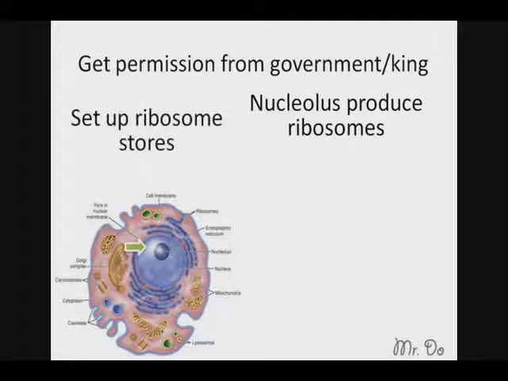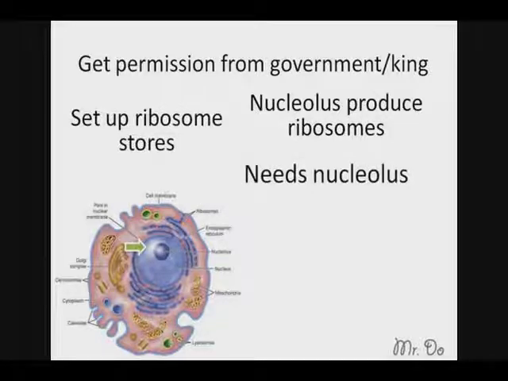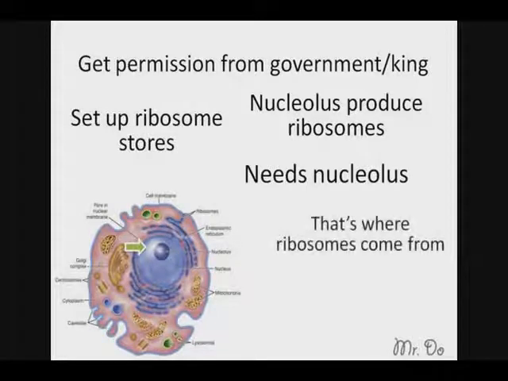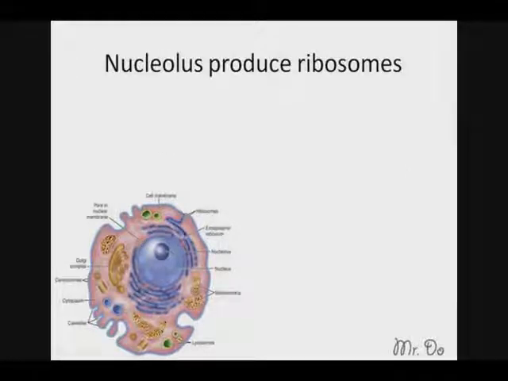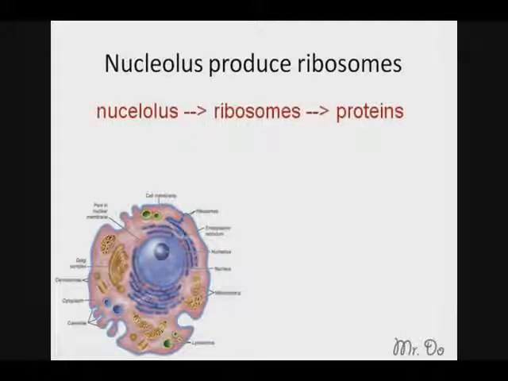So in order to set up stores, you need permission from the king and the government. Therefore, you need the nucleolus. So the nucleolus is responsible for creating ribosomes, and the nucleus just stores information. So if you were to do the math here, the nucleolus produces the ribosome, the king or the government gives permission in order to create the store. If you want to sell something, you need permission from the top guy, the government. You create your stores, that's the ribosome, and then the ribosome makes stuff like proteins.